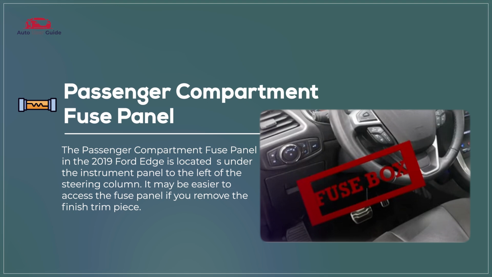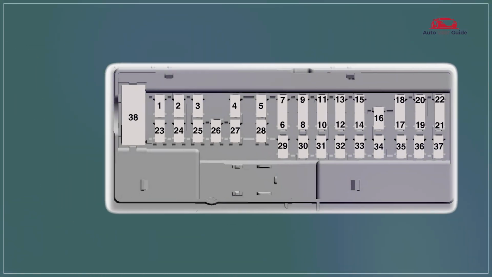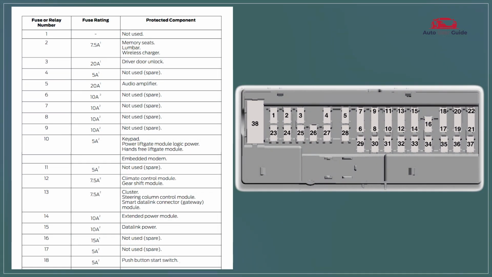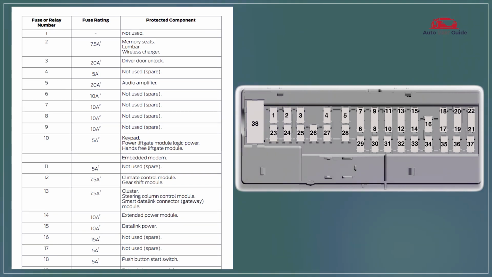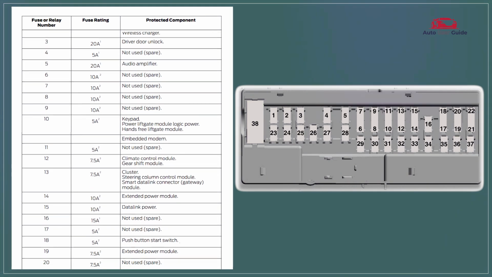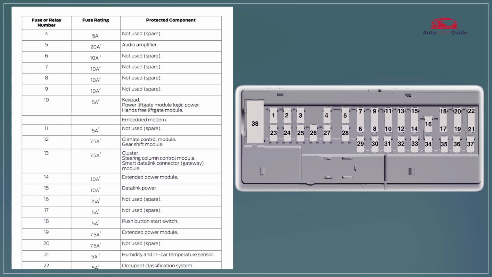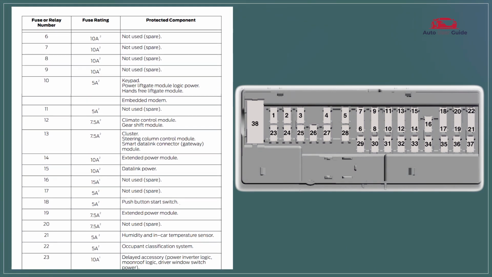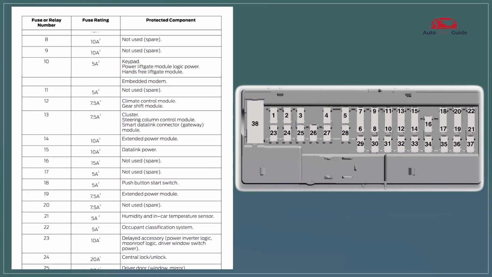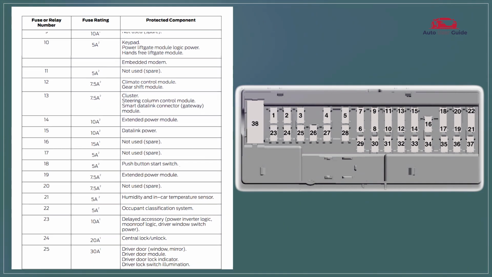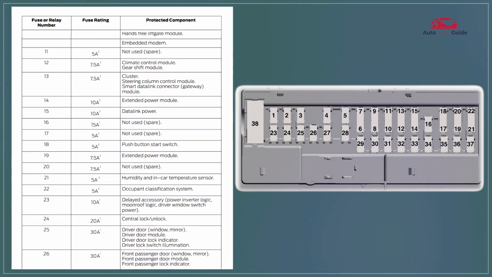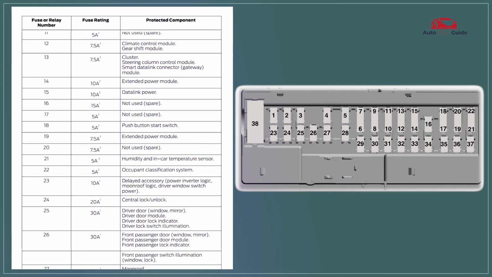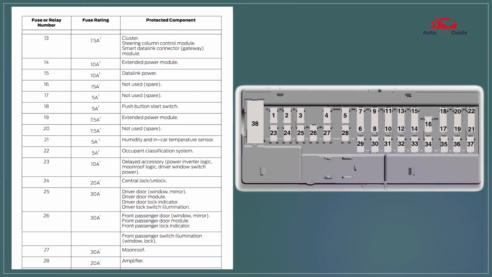Passenger compartment fuse panel. The 2019 Ford Edge passenger compartment fuse panel is located under the dashboard on the driver's side and contains fuses that protect essential electrical components such as the interior lighting, climate control, and infotainment system. It provides easy access for fuse replacement and maintenance.